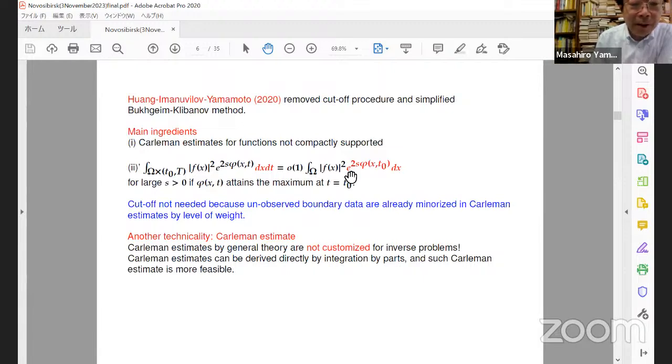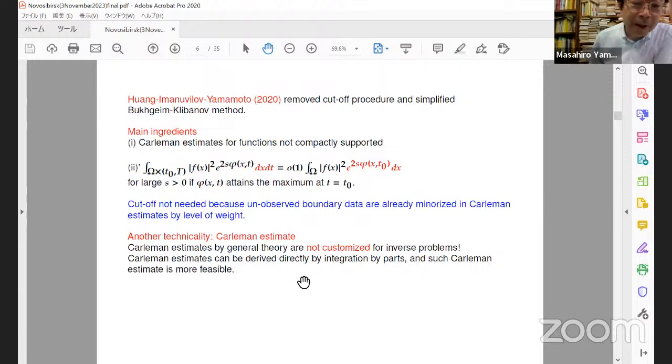This is a different form, but it was first created by the paper by Bukhgeim and Klibanov. Anyway, this is a second main ingredient, but it is concerned with technicality, so I will not exploit it further. Okay, then just one remark about the Carleman estimate. We must prepare the Carleman estimate. There are several general theories, but I think for inverse problems, a directly derived Carleman estimate is more convenient.